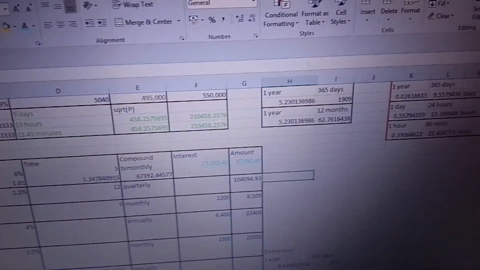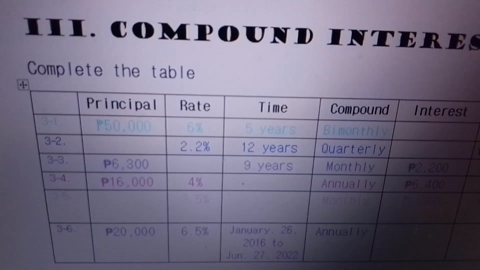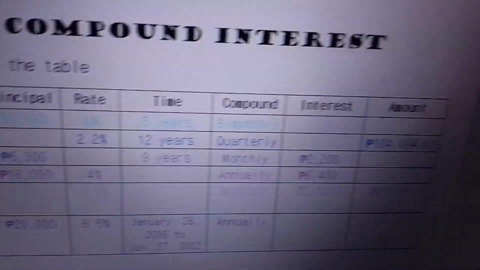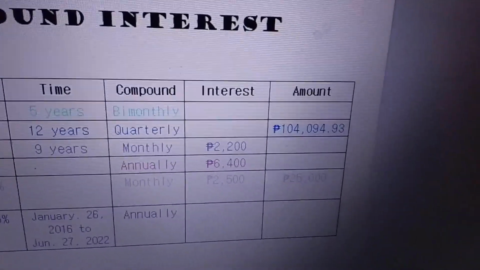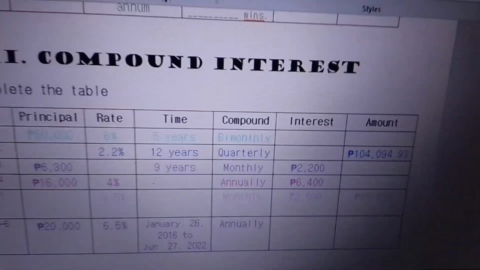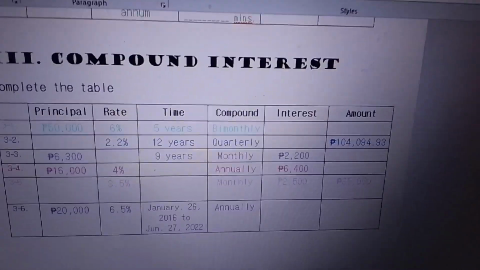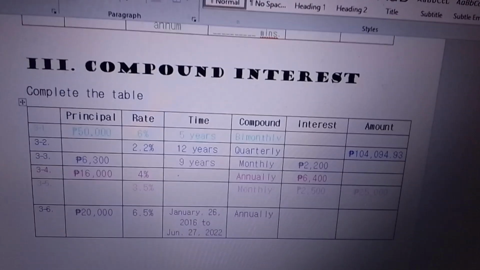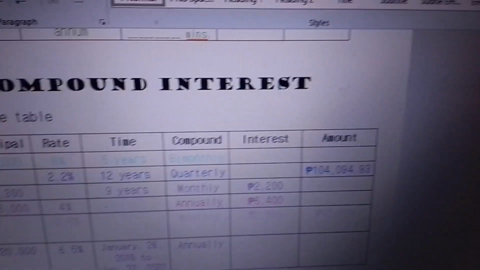Next, number 2. For number 2, our principal is not given, but we have the rate, the time, the compounding period, and the amount. So what do we need to do here? We need to solve for the interest and the principal. But we can't solve for the interest right now because the principal is not known. But don't worry. Use what you've learned to help you solve for the answer here.